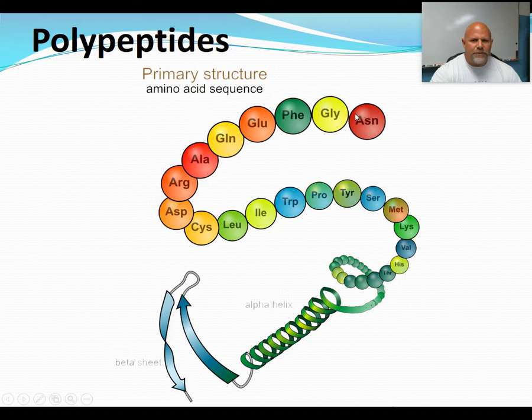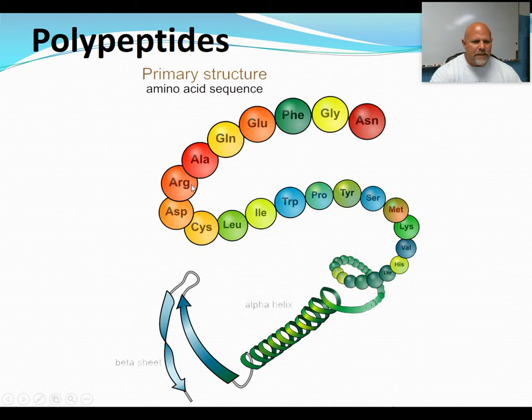When we have a bunch of peptide bonds bonding a bunch of amino acids together, we call that a polypeptide. Poly means many, peptide, so we have many peptide bonds holding all these amino acids together. The order of those amino acids in that polypeptide is the primary structure of the protein.